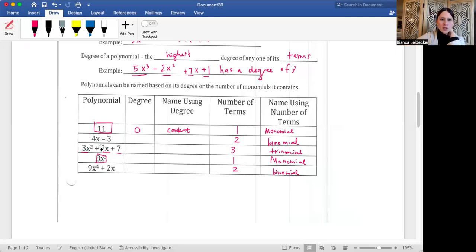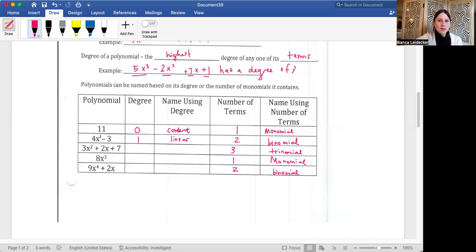Okay, let's talk about degrees and naming using the degree. That might be a little newer information, so we've got to take that in a little bit. So this has a degree of 1. I'm going to put that exponent place where it should be, that invisible 1. This has a degree of 1. It's linear. When there's only a degree of 1, it's called a linear degree.